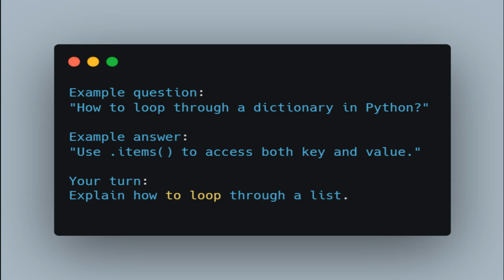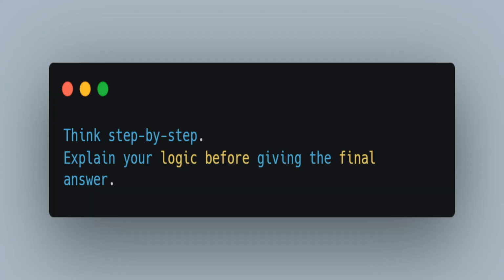And the fifth is step-by-step reasoning, which is a really important term; everybody knows it as chain of thought. You're going to tell it to think step by step and explain your logic before giving the final answer. This is going to reduce hallucination dramatically, right?